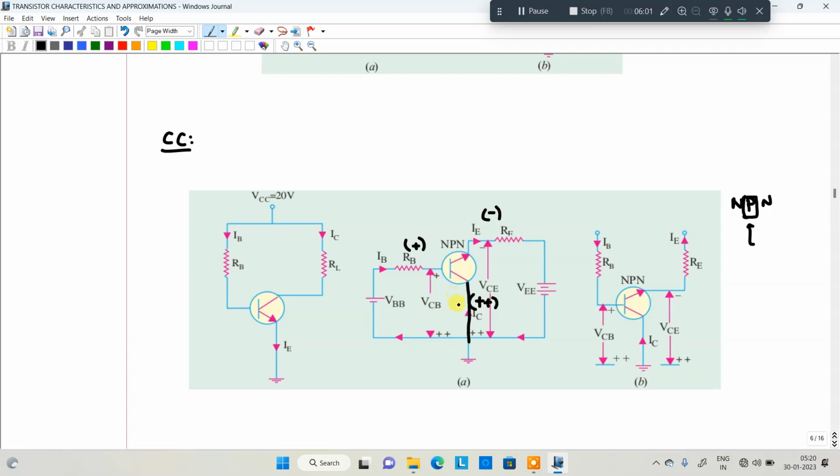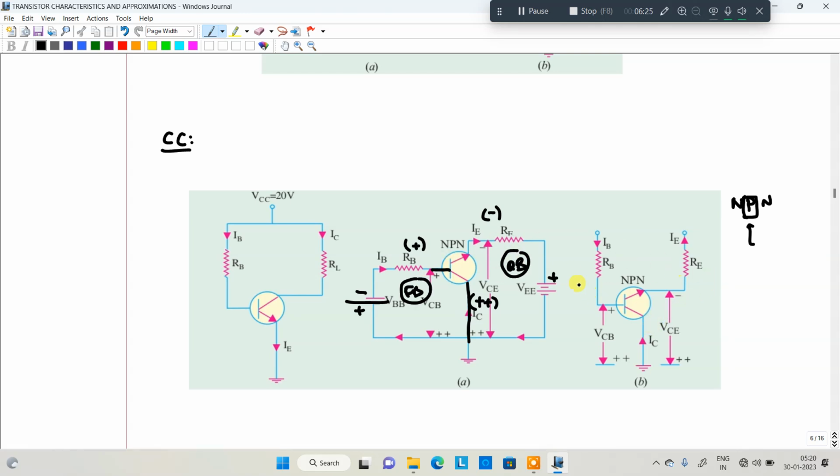It is an NPN transistor. Okay. First, the negative terminal is connected here, and positive, it is a forward bias condition. Next here, NPN positive is connected, it is a reverse bias condition. This is the condition in the normal working condition.